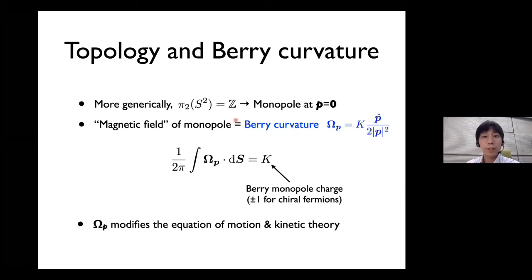So the point is that because of the chirality of fermions, we have a fictitious magnetic field in momentum space. And this presence of a fictitious magnetic field affects the equation of motion of a quasi particle, and furthermore, the kinetic theory.